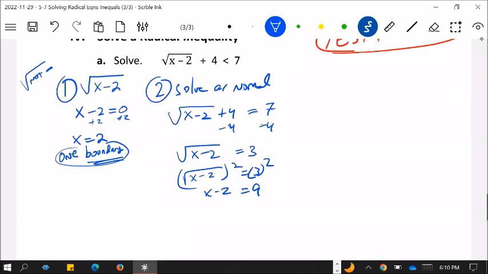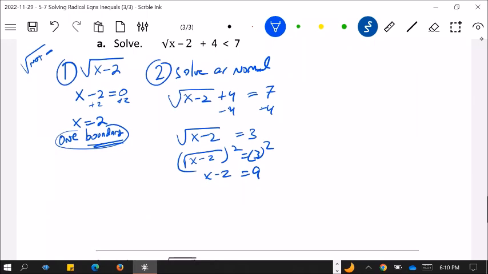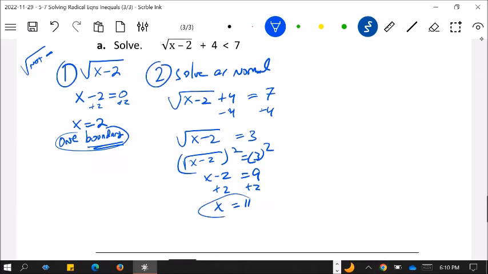Okay. And I'm running out of room here. I guess I'll work it out on the other side. Plus 2, x is equal to 11. So what this is doing for me is coming up with a second boundary.